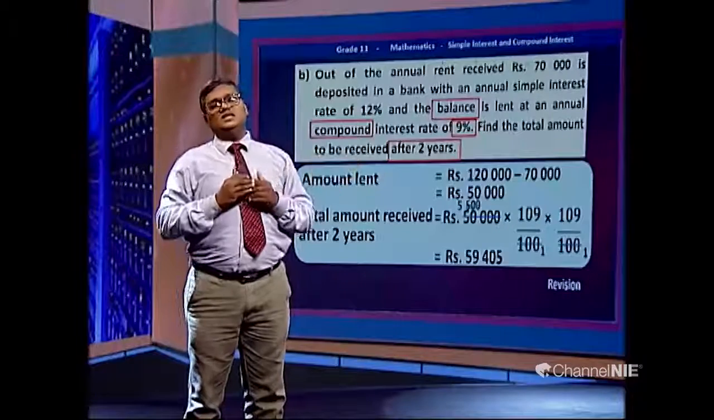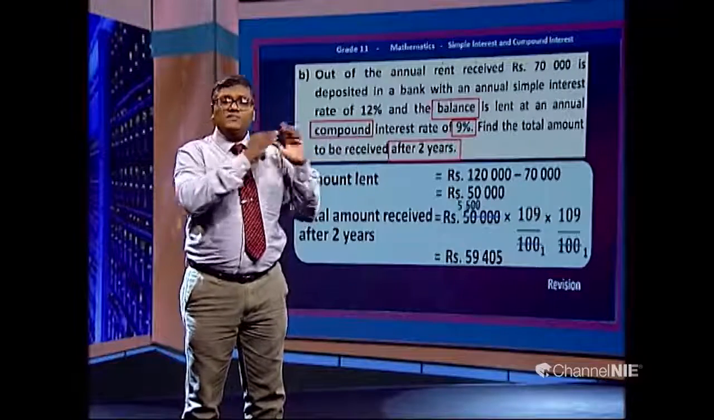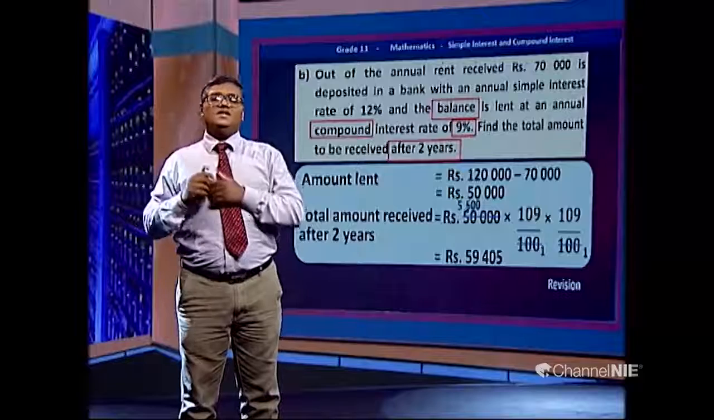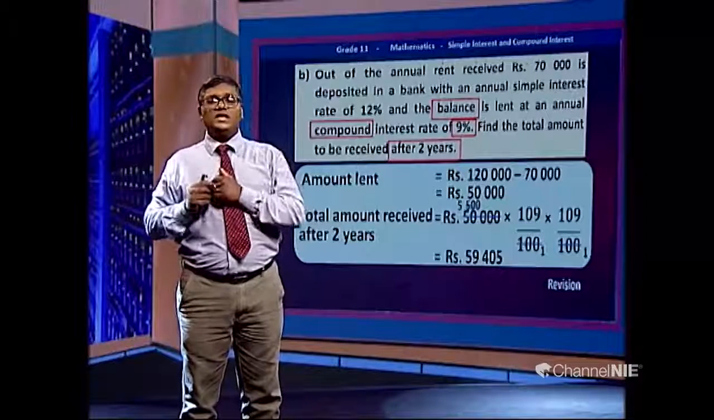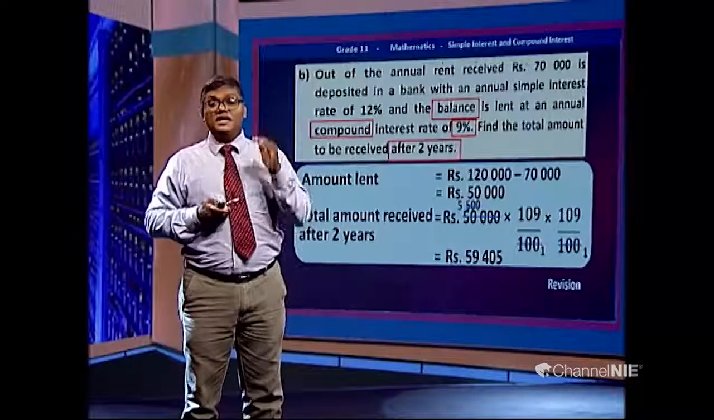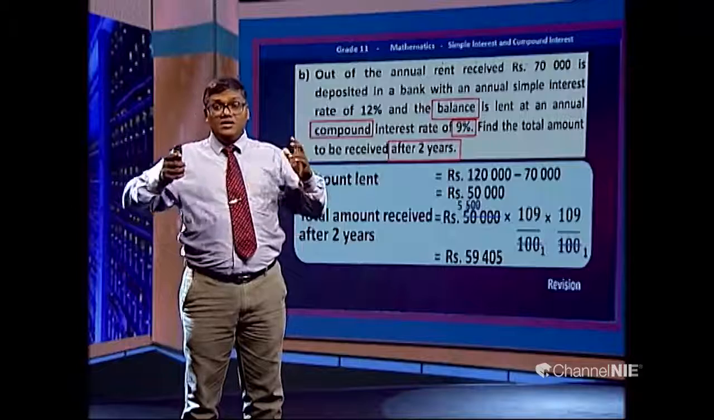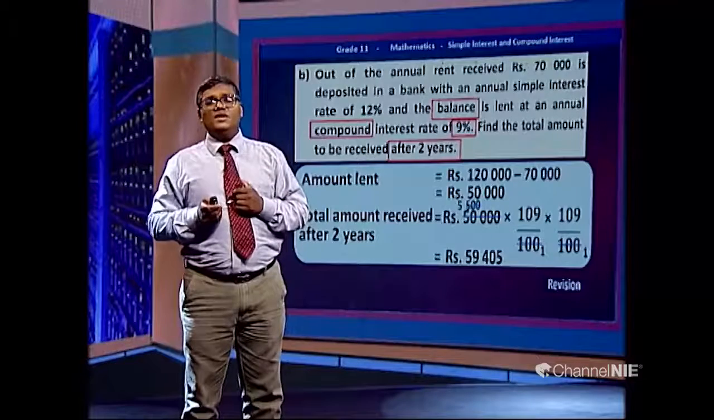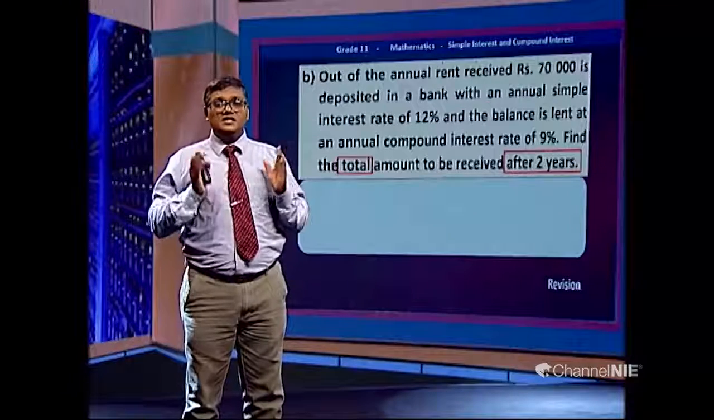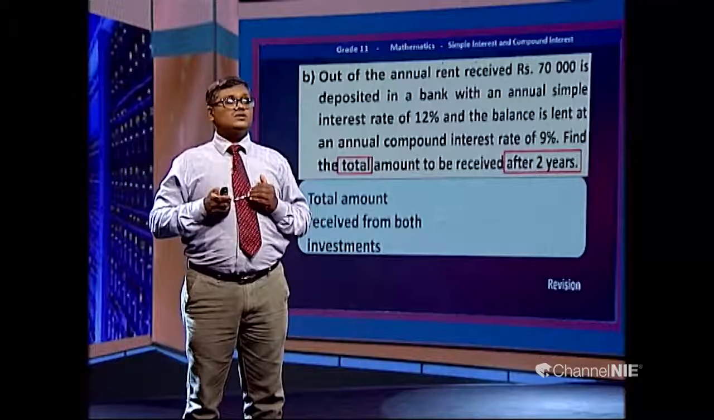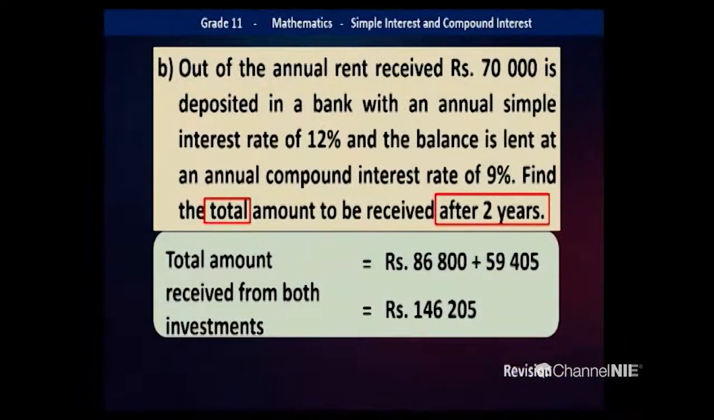Now we have evaluated the two investments. From the rent income 120,000, 70,000 is invested at simple interest rate. The remaining 50,000 is invested at compound rate, both for 2 years. Then after 2 years you get the total amount. Let us see what is the total amount they get. This person will get a total amount of 146,205. That is the addition of the total amount from the first investment and the total amount from the second investment, right.